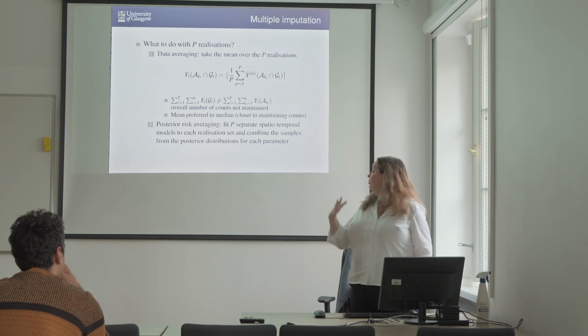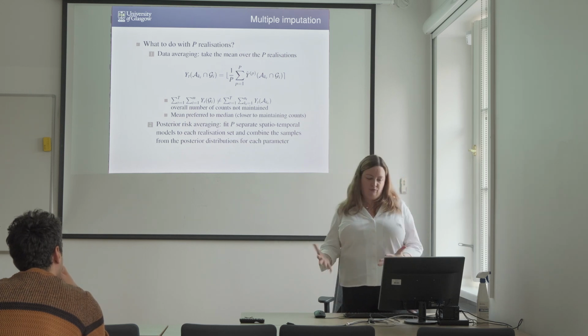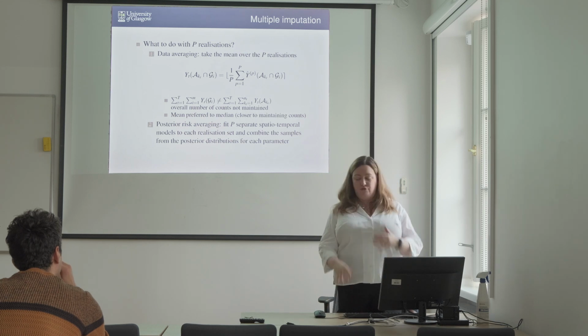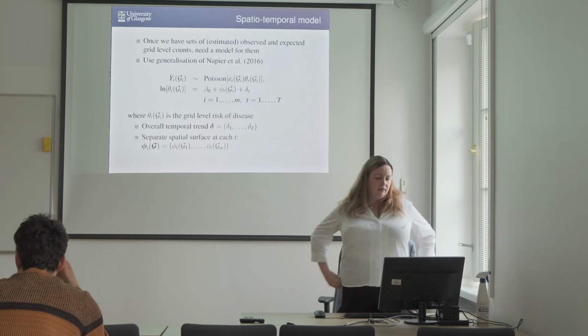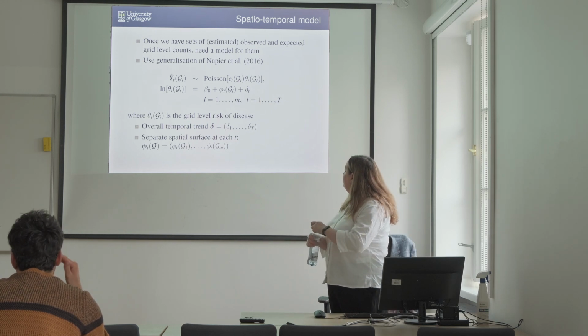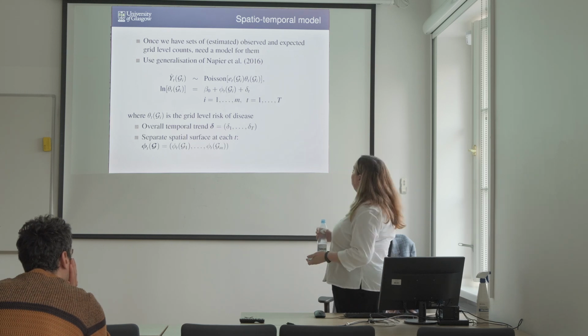And then we also looked at posterior risk averaging. So we fitted spatio-temporal models within each set, and then after that we just combined the samples from the posterior to try and get the estimates. So very straightforward approach. The model that we fit actually wasn't that interesting after all that. All the work was in creating the data set and just imputing these values.